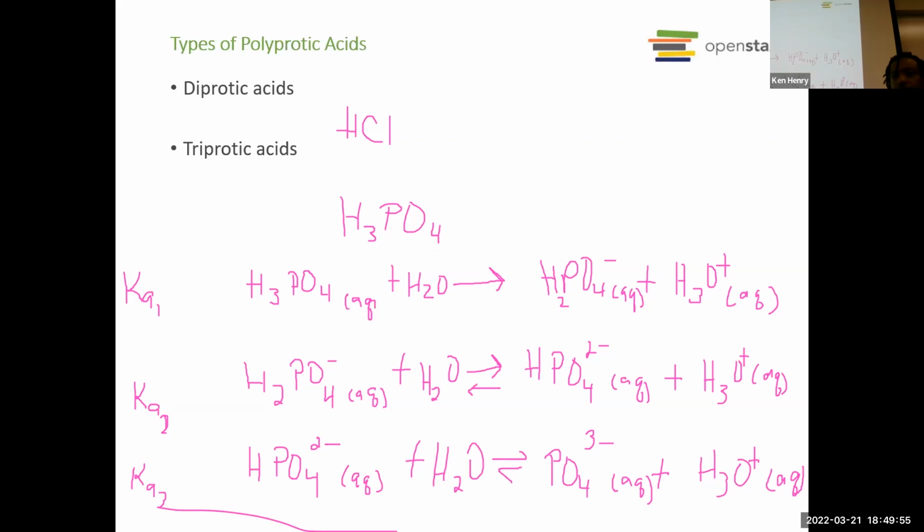Okay. So types, we have diprotic. Diprotic basically means what? 2. That's right. So we're able to lose 2 protons. And triprotic, we're able to lose 3 protons. So phosphoric acid is going to be what type? Did you say triprotic? So it's triprotic, right? Because it's able to lose 3 protons.